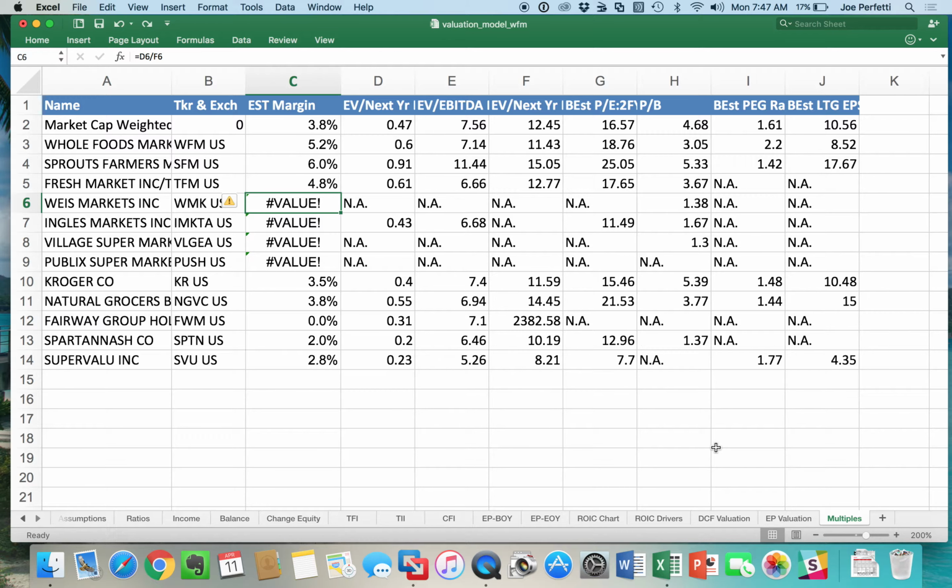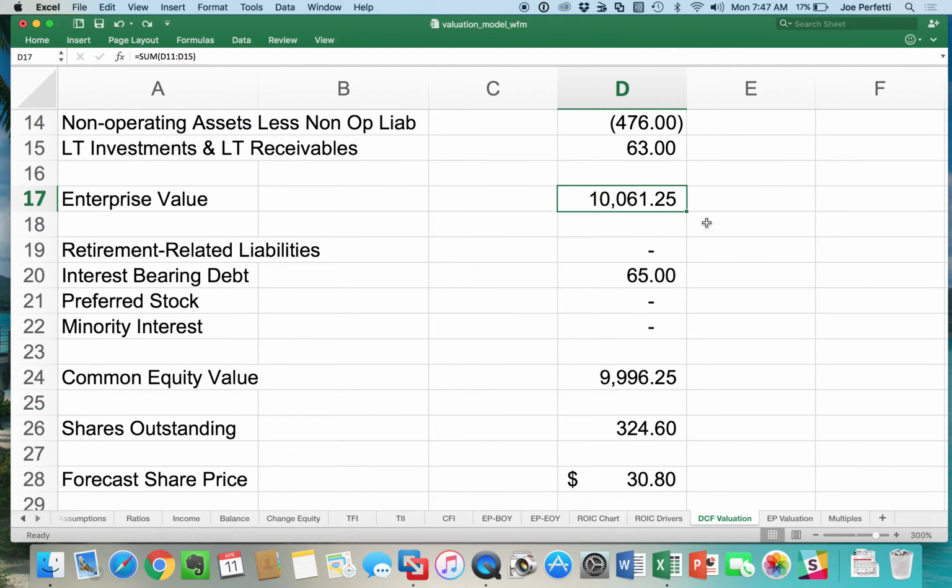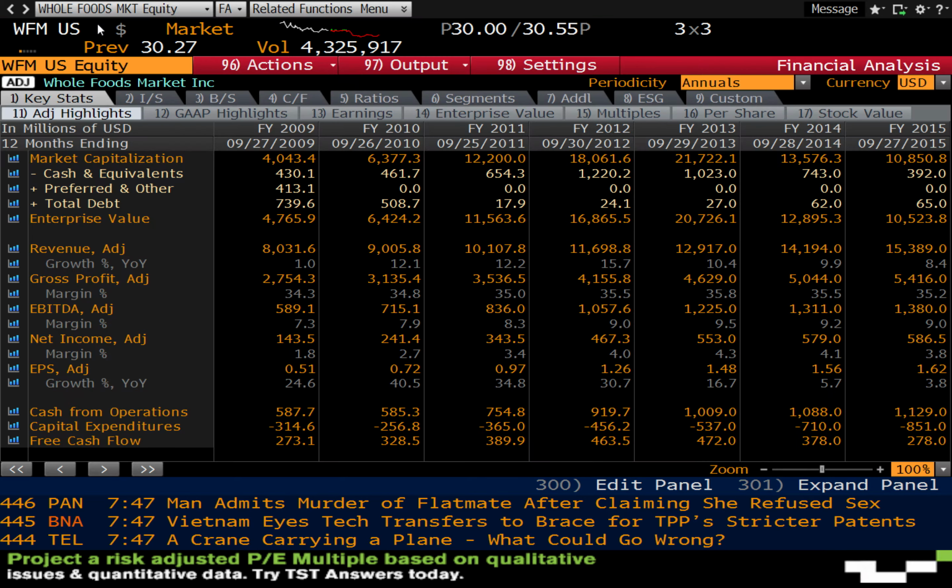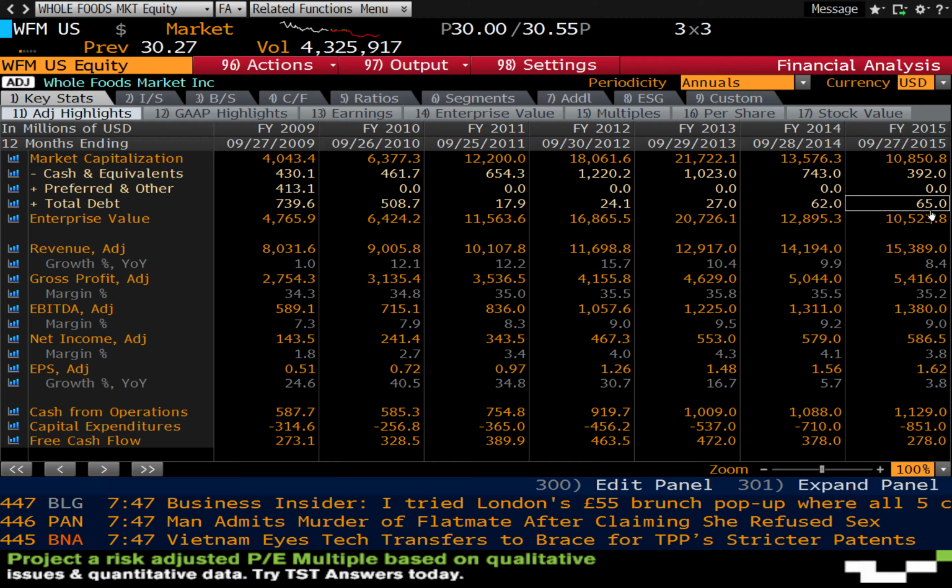So here's what we're going to do. In the DCF tab, I'm going to start with the enterprise value multiple. The enterprise value multiple is slightly different than the one that Bloomberg calculates. A quick way to see this is if I go to the FA section, this is the Bloomberg calculation for enterprise value, which is the one that's used in the real world.